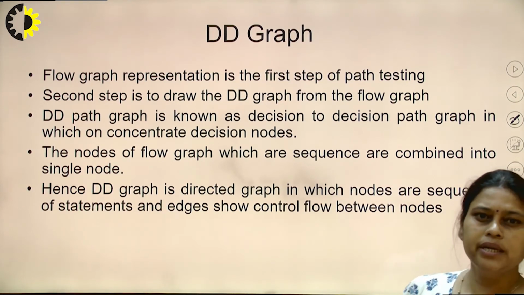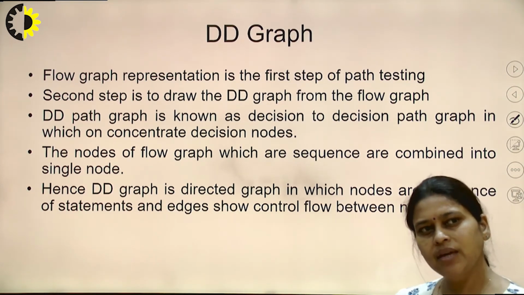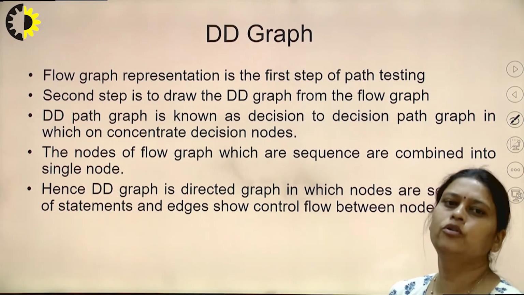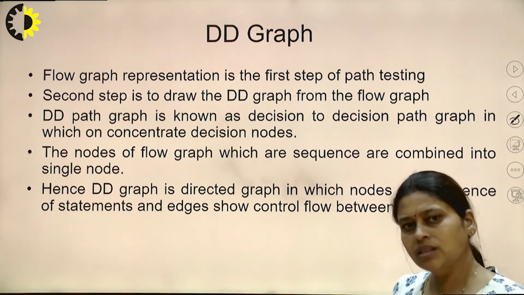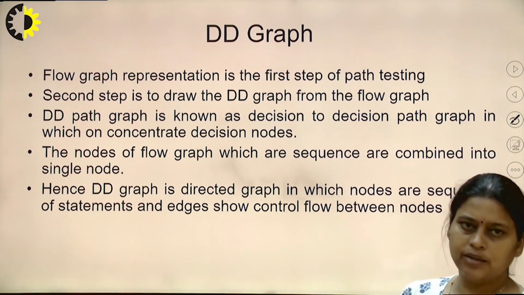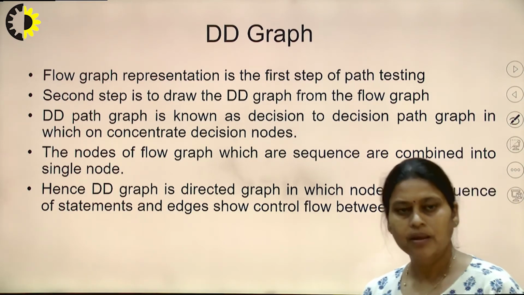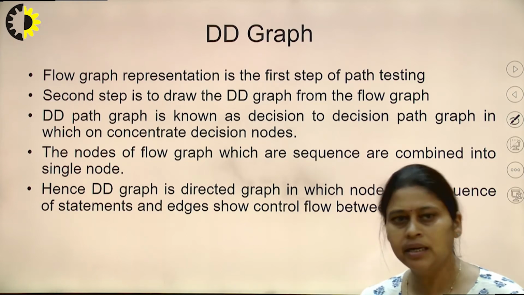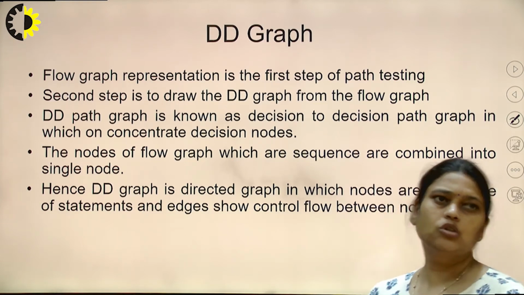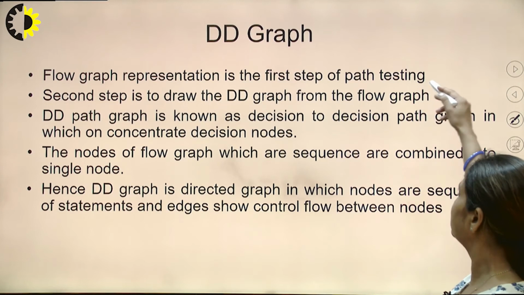Now we come to the DD graph. The DD graph, we can say, is a compact version of the control flow graph. In this DD graph we have just combined all the sequence statements into a single statement, and we start from the point where we have to take a decision. So flow graph representation is the first part of testing.